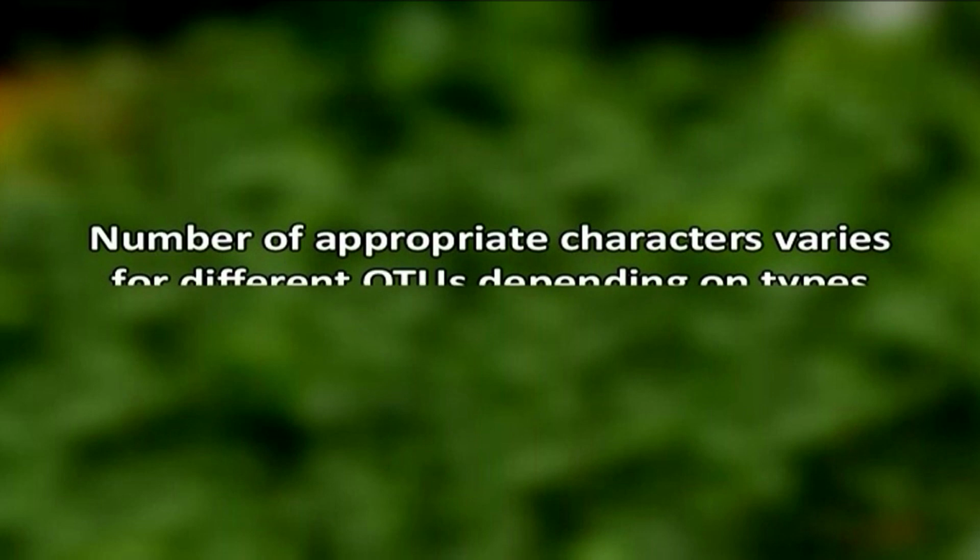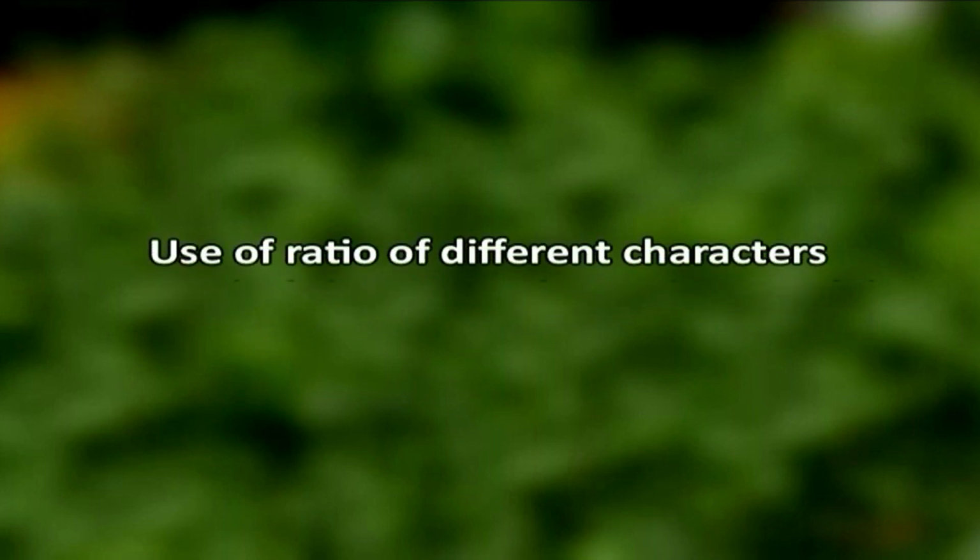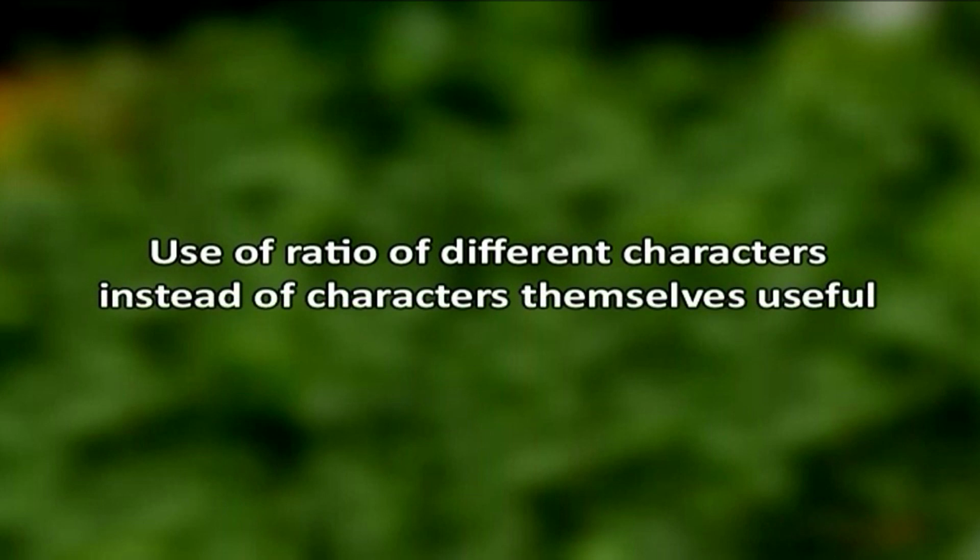The number of appropriate characters will vary for different OTUs depending on the types of characters used and natural congruence among different kinds of data in OTUs under consideration. 60 characters were initially proposed to be minimum. However, later this number was raised to something between 100 and 200. The use of ratio of different characters instead of characters themselves has been found to be useful.